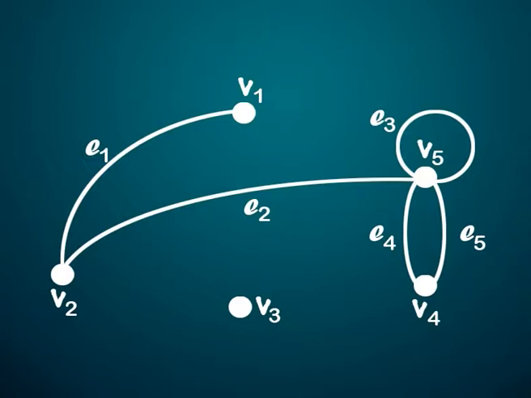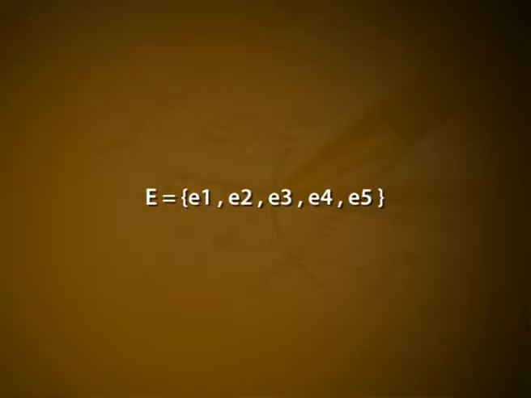Consider the following graph. It has a loop and multiple edges. In this graph, the edges are given names. The set of edges is E = {E1, E2, E3, E4, E5}, where E1 is the edge connecting the vertices V1 and V2. There is a loop at the vertex V5 which is given by the edge E3. There are two edges, that is multiple edges, which are E4 and E5 between the vertices V4 and V5.